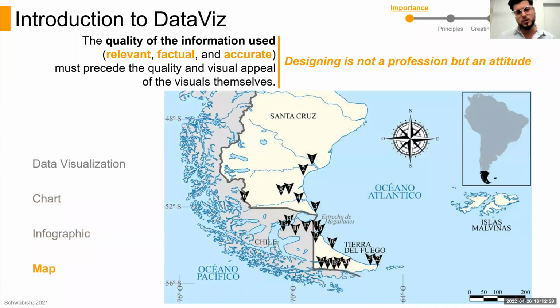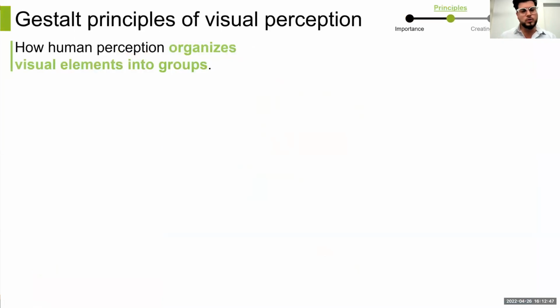Lastly, a map is a depiction of a geographical area or a representation of data that pertains to that area. So I want to introduce some of the theories that are behind how we organize and visualize data. In order to do that, Gestalt theory is extremely relevant. Gestalt theory was developed by German psychologists in the early part of the 20th century, and it refers to how humans tend to organize visual elements into groups.